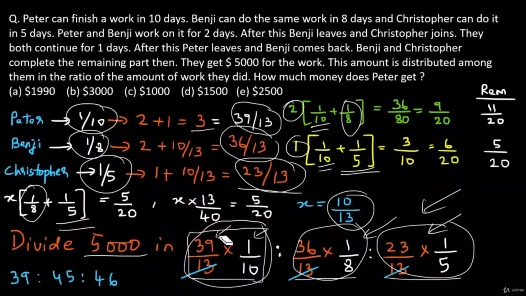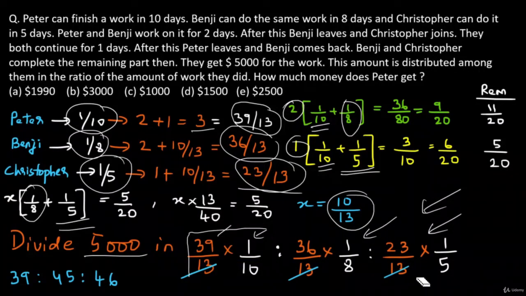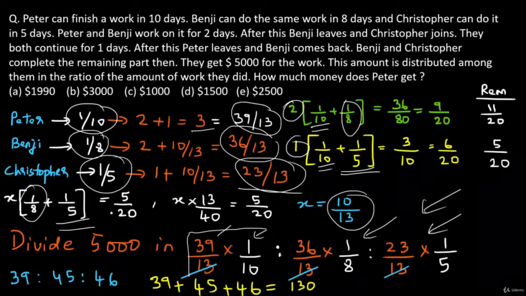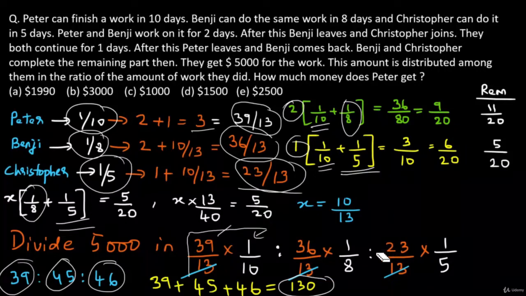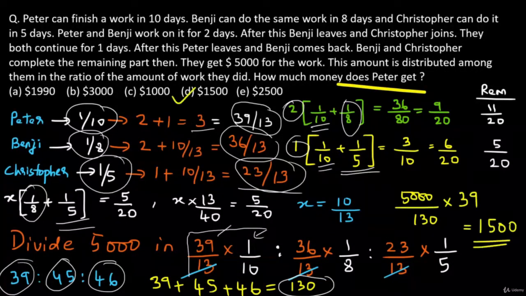Alright, now let me make some space over here. Now we need to divide 5,000 in this ratio. So how do we do that? What is 39 plus 45 plus 46? That's equal to 130. So we have to divide 5,000 into 130 equal parts, and then we give 39 parts to Peter, 45 parts to Benji, and 46 parts to Christopher. Now in the question we just need to find the amount that Peter gets. So that would be 5,000 by 130 into 39.